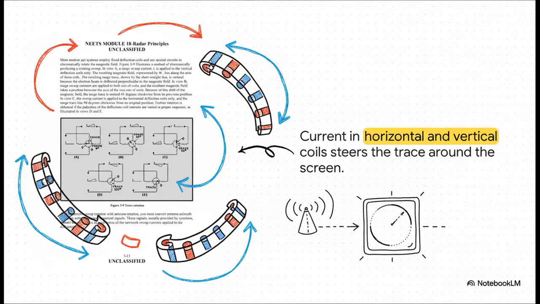And this diagram here shows exactly how that works. You've got two sets of magnetic coils.